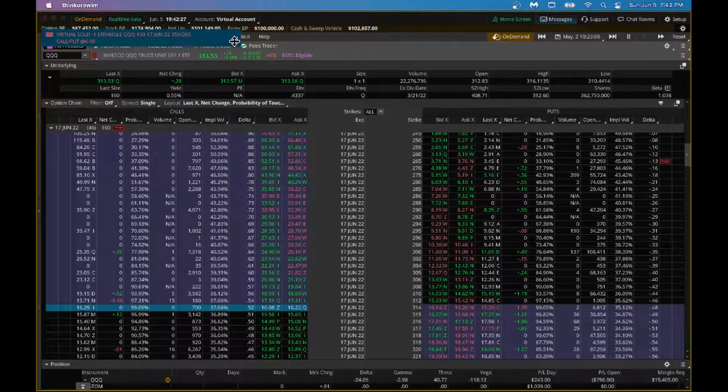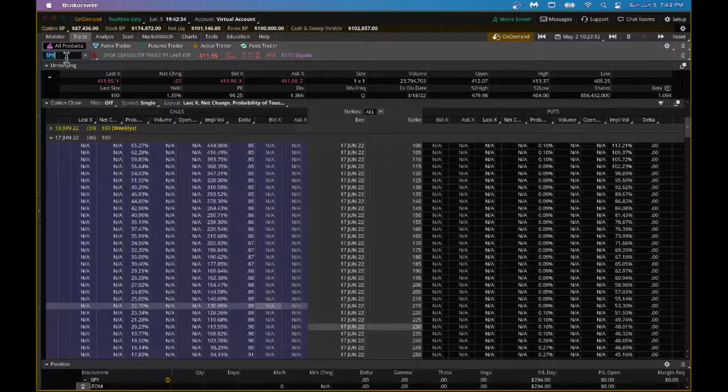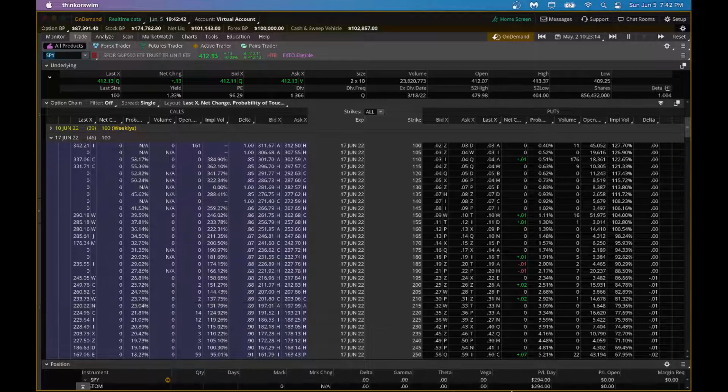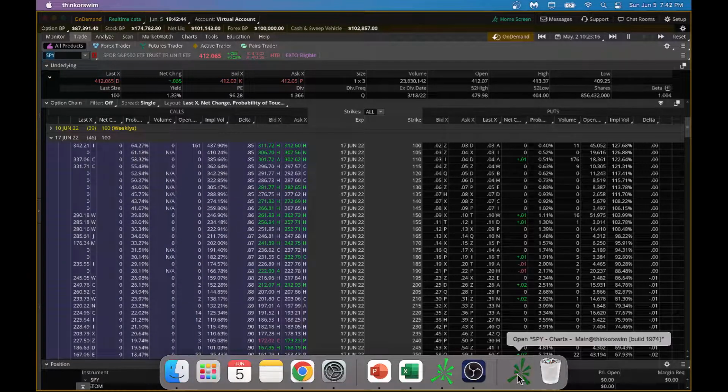So let's do one thing. Let's do a few more. Let's look at SPY. SPY is also one of my favorite ETFs. The reason I do this on ETFs is there is no single stock risk, and ETFs are pretty safe. They don't skyrocket up or down. That's one of the reasons we choose these stable ETFs.